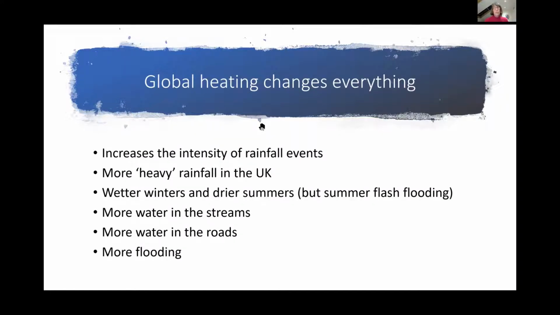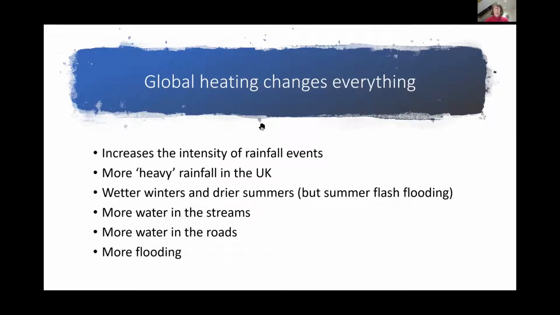So climate change changes everything. We're looking at global heating, and we're seeing those changes in our lifetimes. I thought it was going to be our grandchildren that would feel the effects of climate change, but actually we're seeing the changes happening already. The increases in average global temperatures that we've seen already are increasing the intensity of rainfall events.